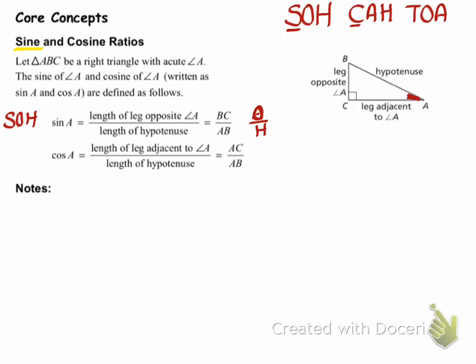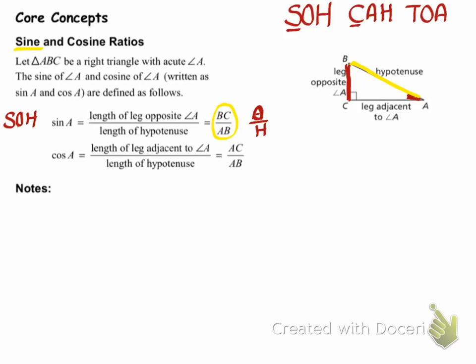For this triangle, the opposite leg is this one, and the hypotenuse is this. So you just write that it is going to be BC over AB. That's the length of the leg opposite to angle A over the length of the hypotenuse. That's the sine ratio for angle A.